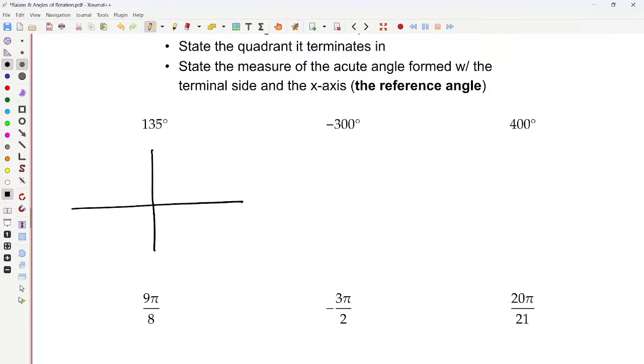So 135, first we sketch a plane. Here's our initial side along the positive x-axis. Here's my vertex at the origin. We do have some common knowledge because we're in pre-calculus in college that this is 90 degrees and this is 180 degrees. So 135 is definitely in over here.